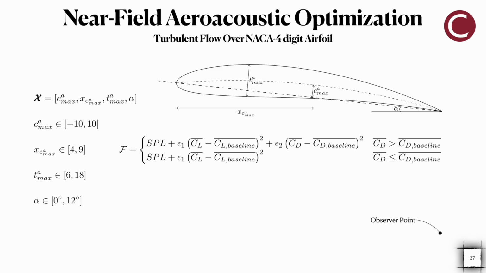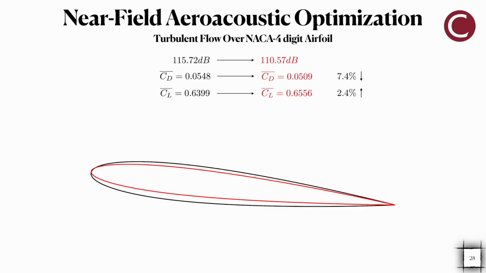One, we have the lift coefficient that we want to maintain, and for the drag coefficient we want to reduce it if it goes higher than the baseline design. And if it's lower than the baseline design, it's fine, we just leave it to make it lower. And here in red we have the optimum design, which we can see that the new airfoil, the optimum airfoil, is a bit thinner, and the noise is reduced by 5 decibel, while the time average drag coefficient is decreased by 7.4%, and the lift is also increased by 2.4%, which we didn't want to increase the lift, but it increased.